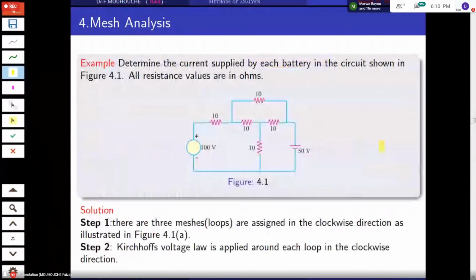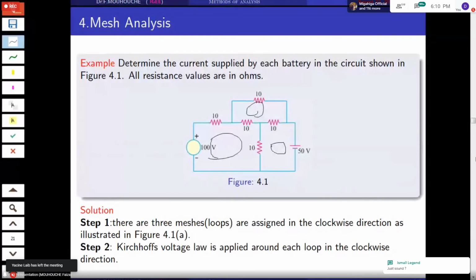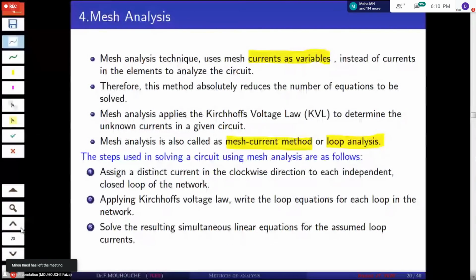And a mesh is a loop, a closed loop or closed path. For example, here we have this circuit. So what is the mesh? The mesh is this one, the closed loop. This is the first mesh, this is the closed loop, and this.